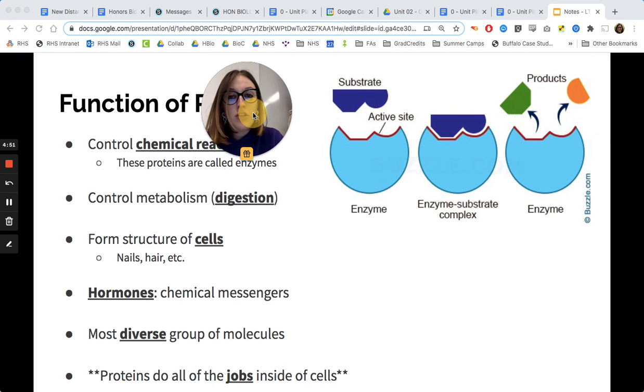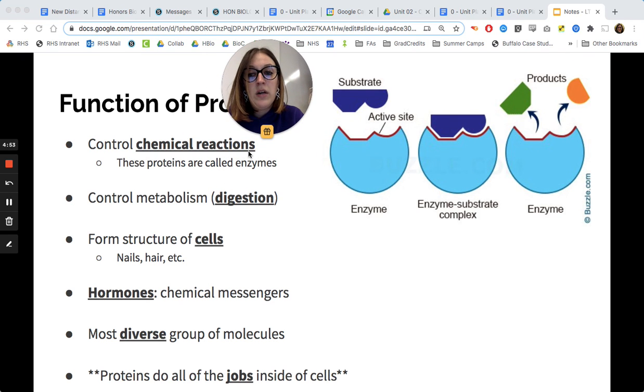Here's some pictures to show examples. So we talked about how enzymes are a type of protein that control chemical reactions. So for example, if you eat food, imagine in your stomach you've got a bunch of these proteins floating around, and if you eat a thing of sugar, the sugar will bind to your protein enzyme, and the enzyme will break that sugar into smaller pieces so that your body can use it.